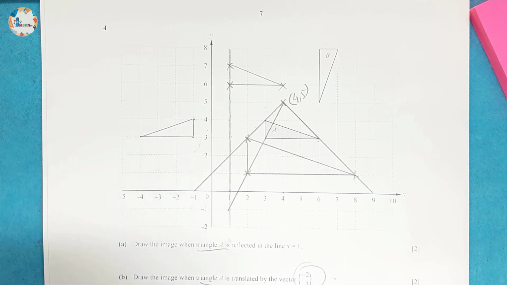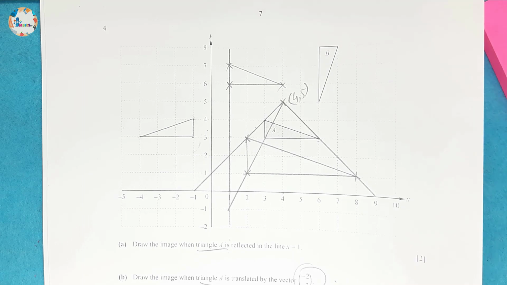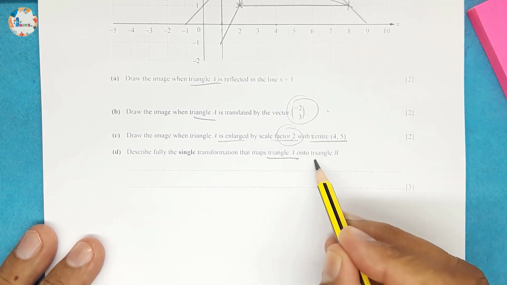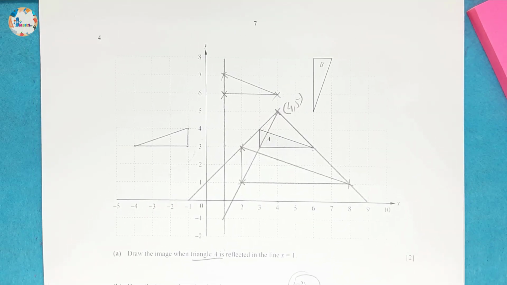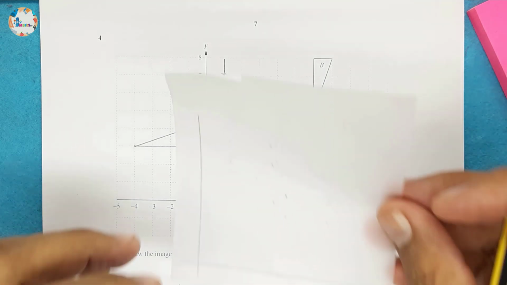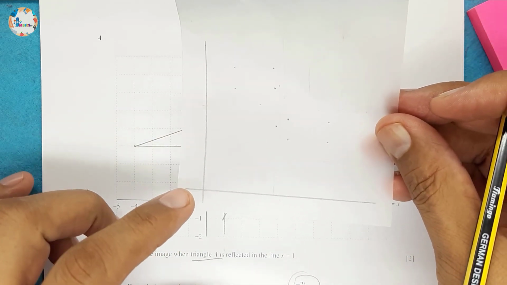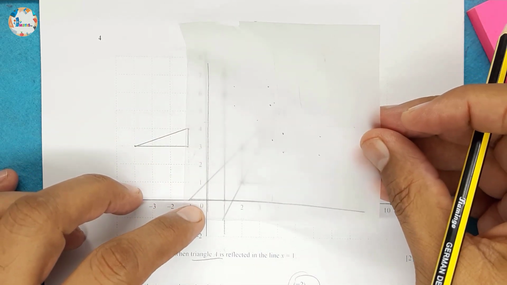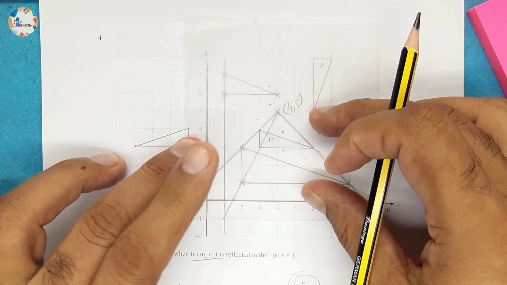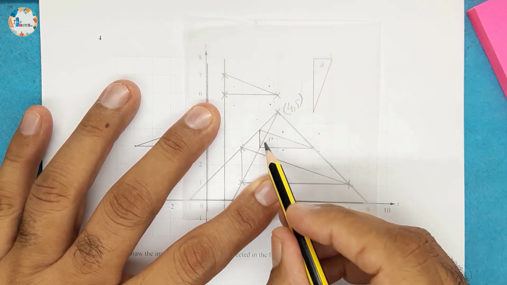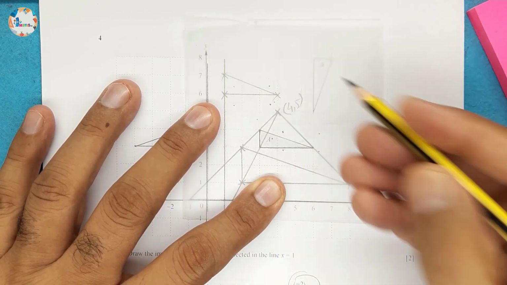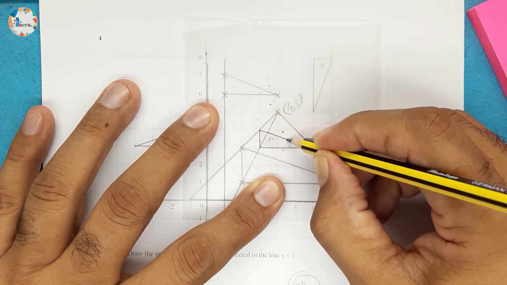Then they are saying describe fully the single transformation that maps triangle A onto triangle B. So A to B. To easily solve this paper part, we can use the tracing paper. This is the coordinate axis which I have drawn, and I'll fix over here. So this one we have to check for the transformation of A. So I will sketch this A from here. So we have sketched this A.